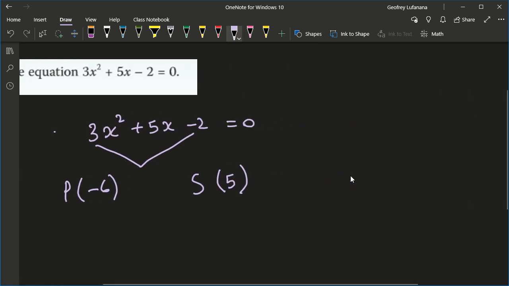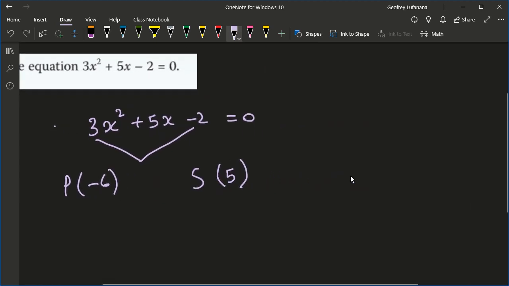So I'm looking for two numbers that if you multiply them you get -6, but if you add them you get +5. So I'm going to look through the factors of 6. I could start with 3 and 2. 3 and 2 give me 6. So if I put a negative on one of them, I would get -6. But if I add them, I don't get +5.